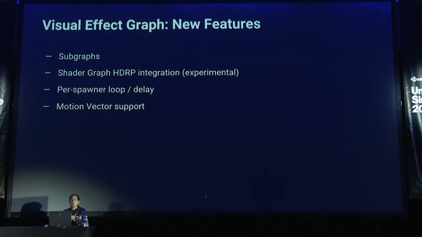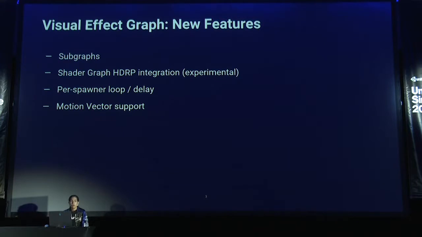And when I had that searchable menu and I could search for a specific node, you could also search for subgraphs that way as well. Really saves you a lot of time when you're developing your effects. We also do have shader graph integration for the HD render pipeline, so you can have shaders apply to your particles in the visual effect graph.